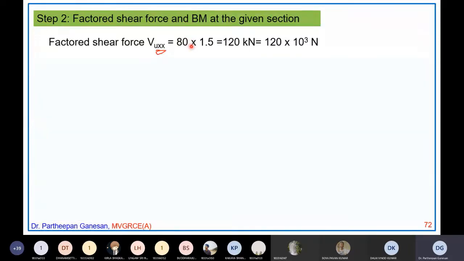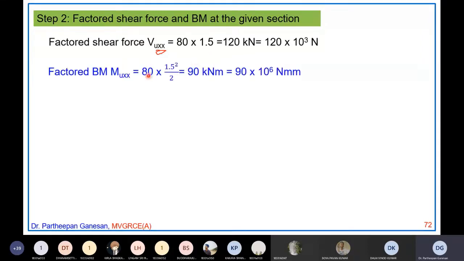So 80 is the total intensity of the factored UDL, 80 kilonewton per meter, and the right side distance is 1.2. Remember, factored shear force means the sum of all the vertical force, either left side or right side of a section. So on the right side of the section, you have only one UDL, that is 80 kilonewton per meter, and it is there for a length of 1.5 meter. So 80 into 1.5, 120 kilonewton. So 120 into 10 cube Newton. This is the factored shear force.